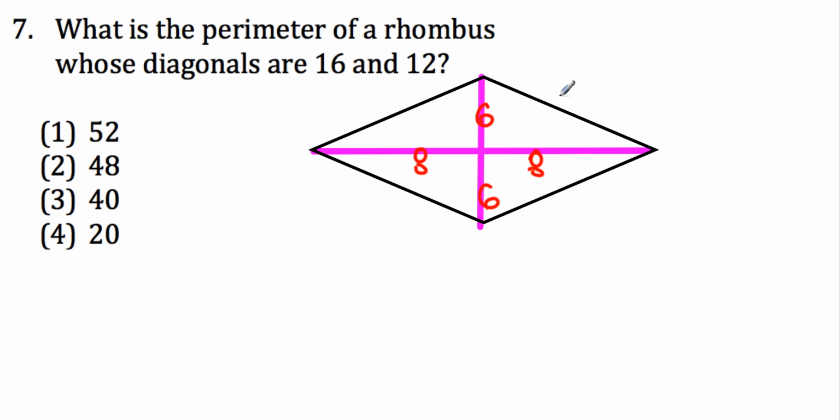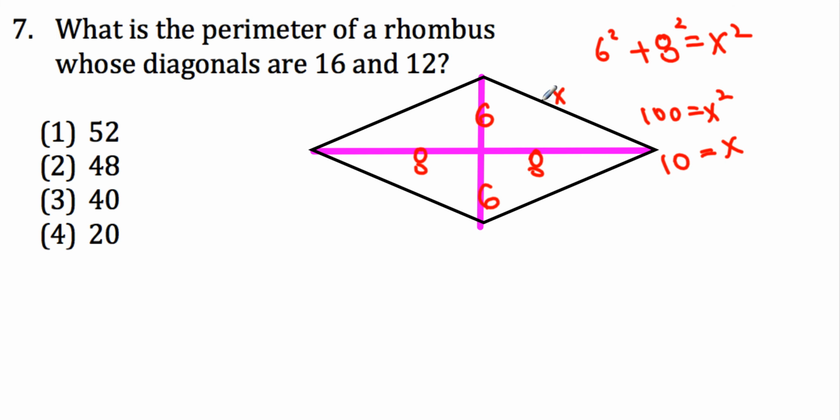And then what is the perimeter of the rhombus? So I'm going to call this one x. Then we can set up the Pythagorean theorem. 6 squared plus 8 squared is equal to x squared. And when you combine them together, we get 100 is equal to x squared. That makes x equals 10. So each side is equal to 10. We have 4 sides of that. So 4 times 10 becomes 40, which is choice 3.